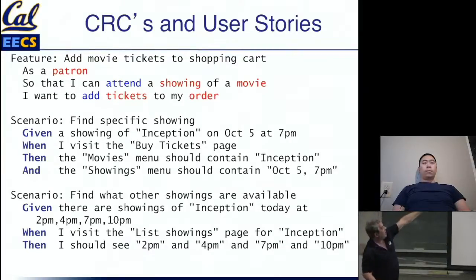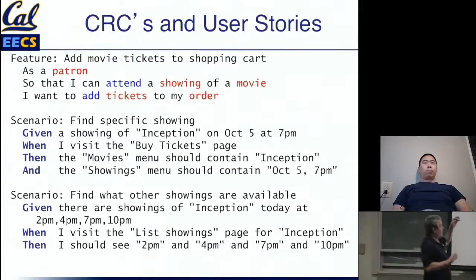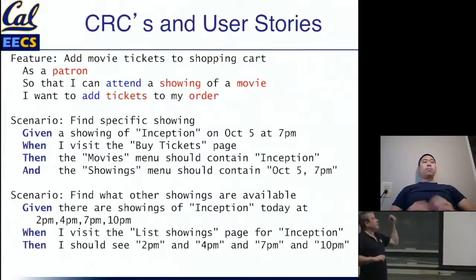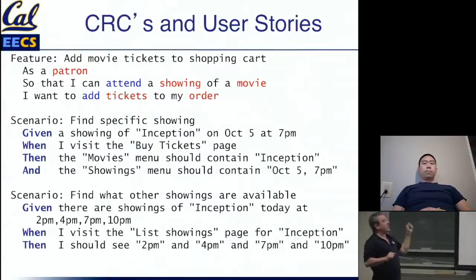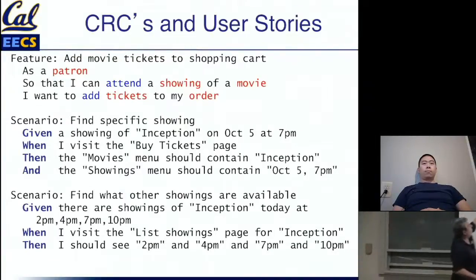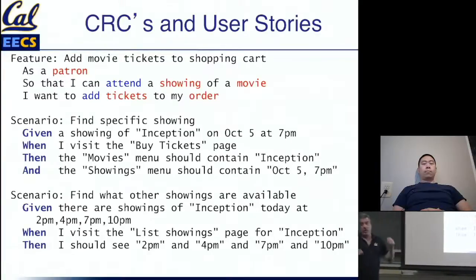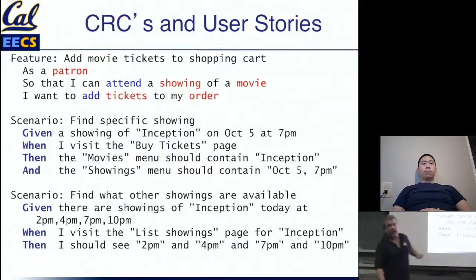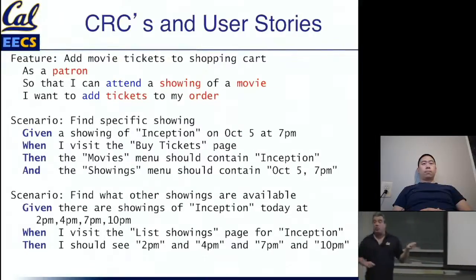So as a patron, so that I can attend a showing. Attend is a verb. So somewhere in one of the models implicated in that statement, there's going to be a method that means make it so that this ticket is set to attend or be valid for that movie. Similarly, I want to add tickets to my order. Well, that implies at least three things. Tickets are a thing, an order is a thing, and adding tickets to an order is a thing.